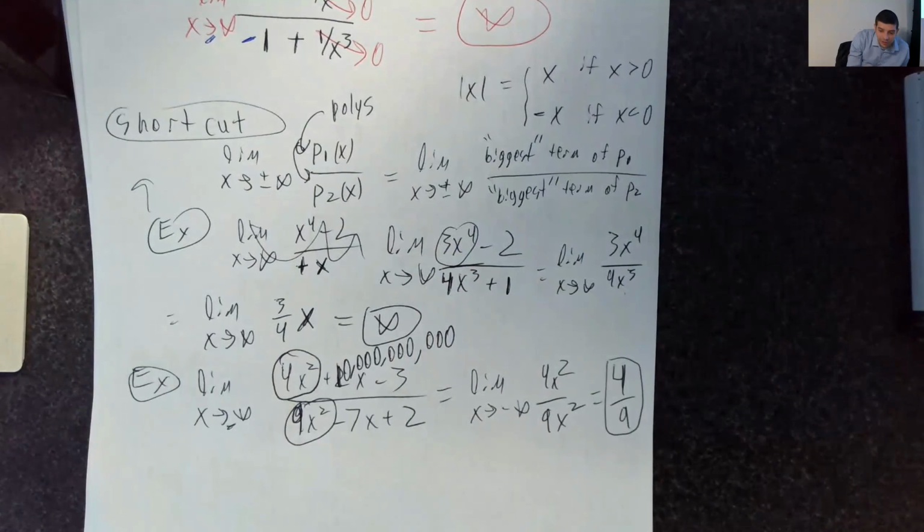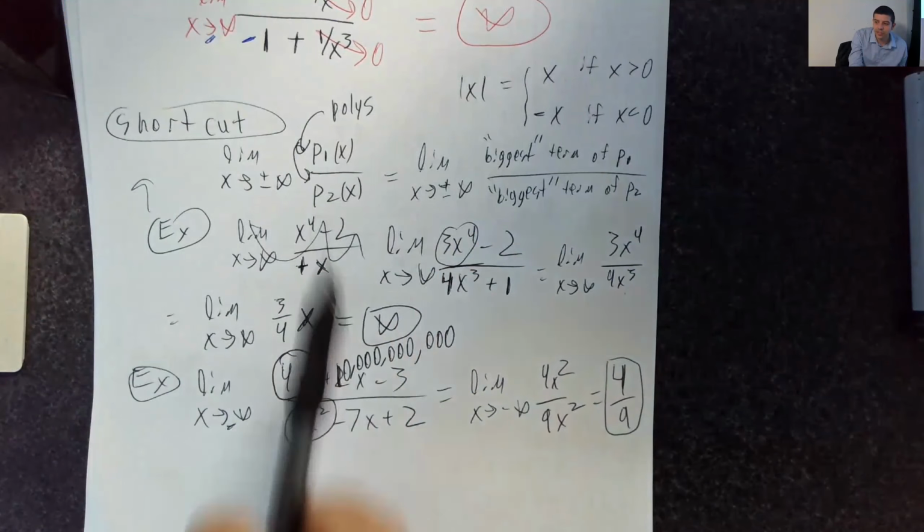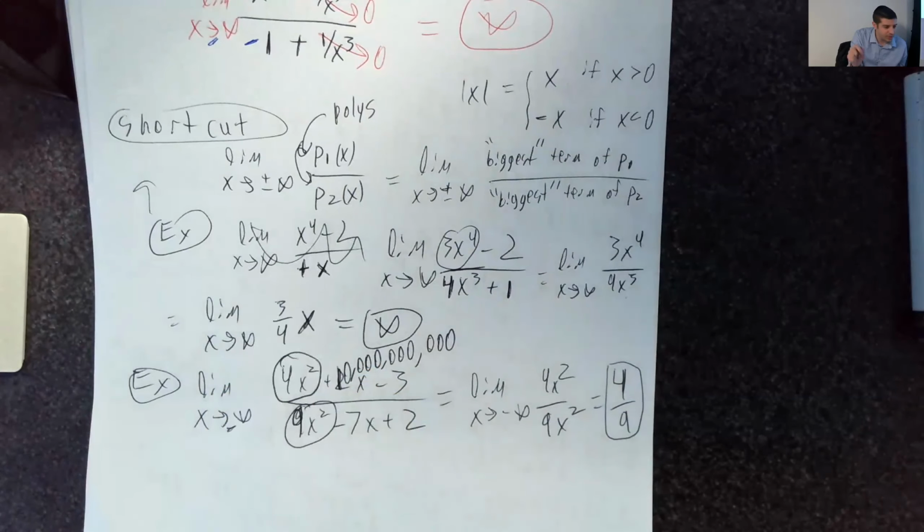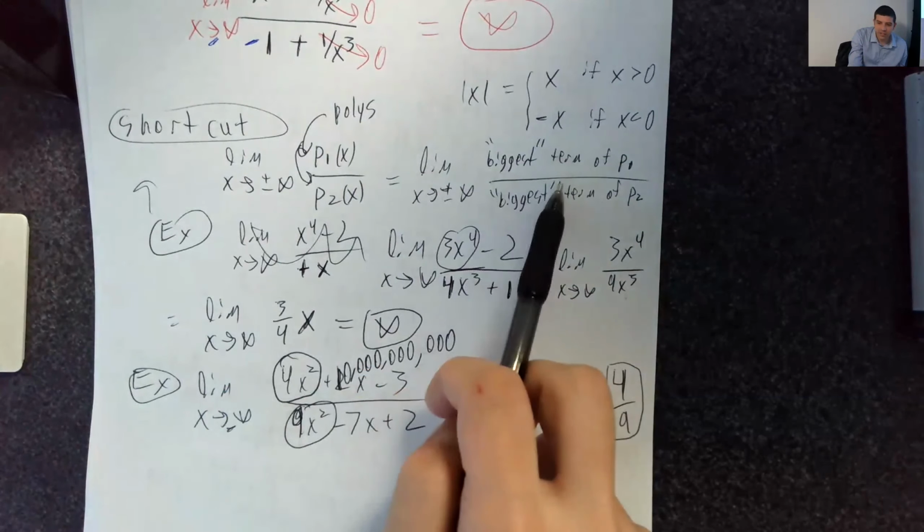For polynomial over polynomial, yes, it always works. You could prove that for polynomial over polynomial: you just do the trick that we did with the denominator, and you'll just end up with this.